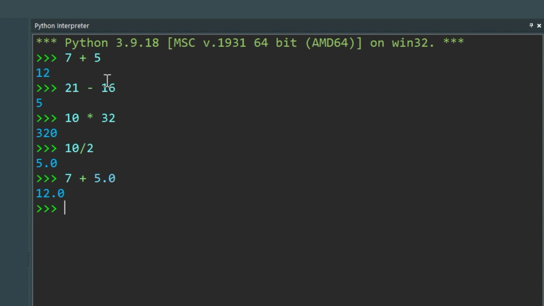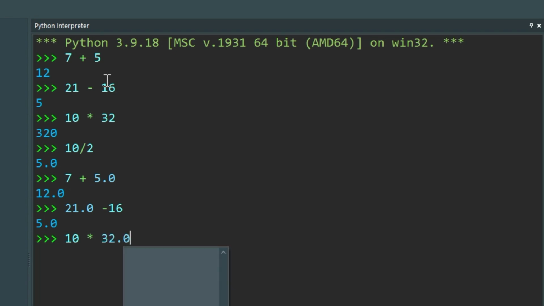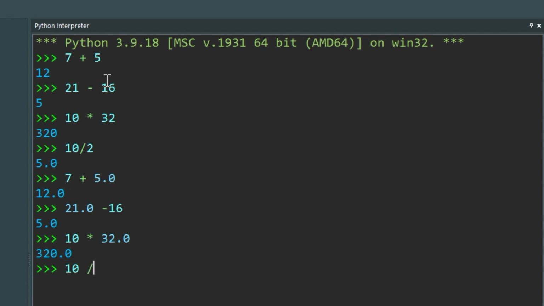The same goes for subtraction. We can do 21.0 minus 16 and we have returned 5.0. We have the same with multiplication. We have 10 multiplied by 32.0 and we have returned 320.0. We saw with division, when we did 10 divided by 2, we have returned a float.